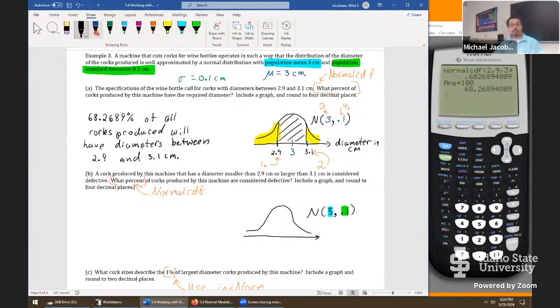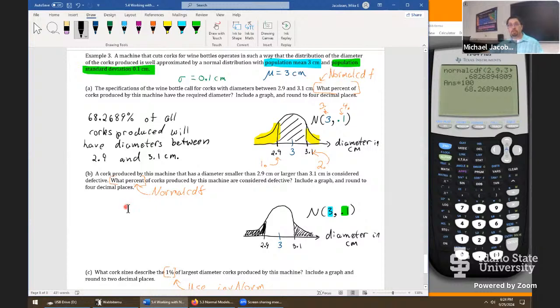Just to remind ourselves of the context, the x-axis is diameter in centimeters. Here's a center at 3, and it says, we want to know what percentage of the machine corks are defective. It's defective when it's smaller than 2.9. So here's 2.9. Smaller than means shade to the left. So we want that area. Next, it says larger than 3.1 centimeters. Because of the statement of larger than, we're shading in this direction next.